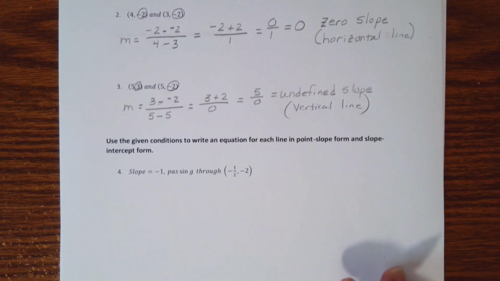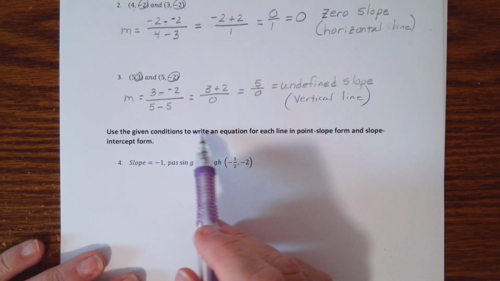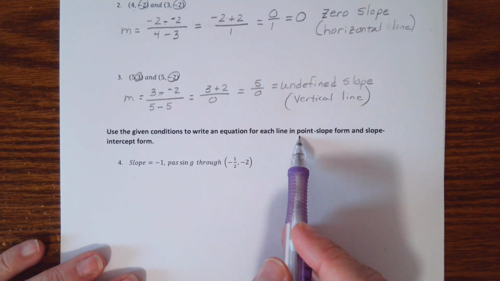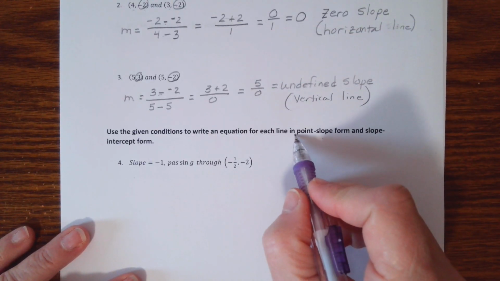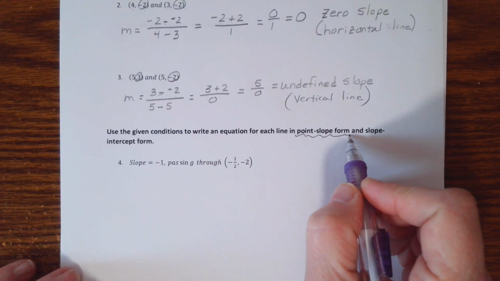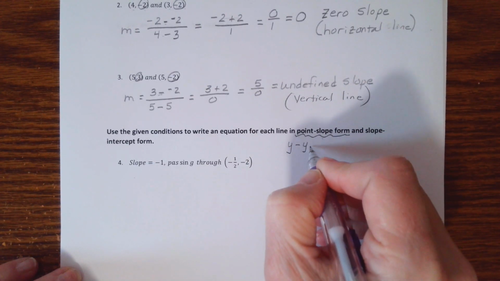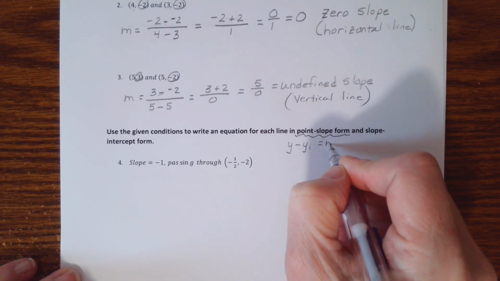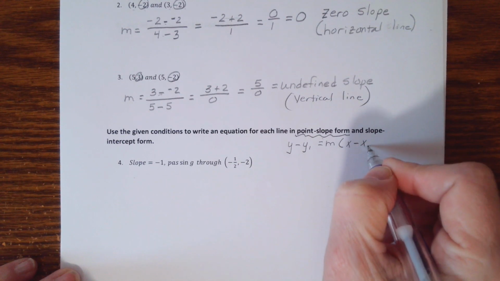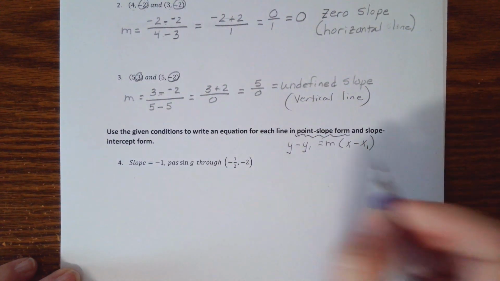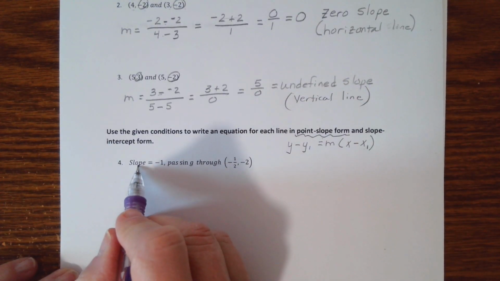Okay. Well, now for the next example, it says here, use the given conditions to write an equation for each line in point slope form. So this right here is a form we need to know, which is y minus y1 equals m times x minus x subscript 1. These are your points. All right, so let's fill this in.